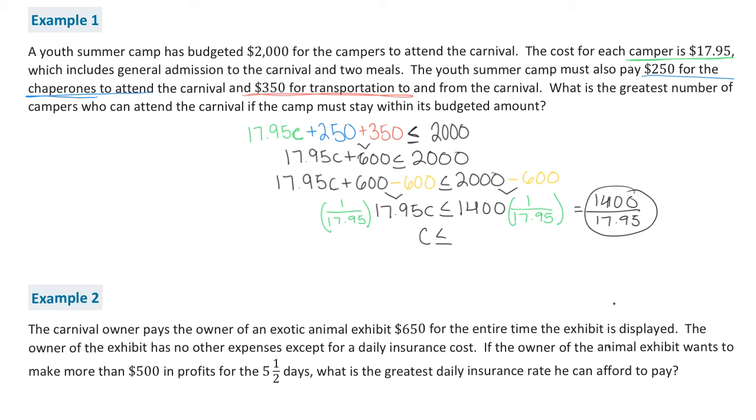Our answer is going to be 77.99. Now that we know that C is less than or equal to 77.99, that means in order for the camp to stay in budget, the greatest number of campers who can attend the carnival is 77 campers.